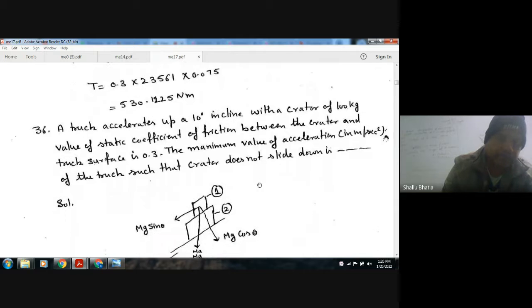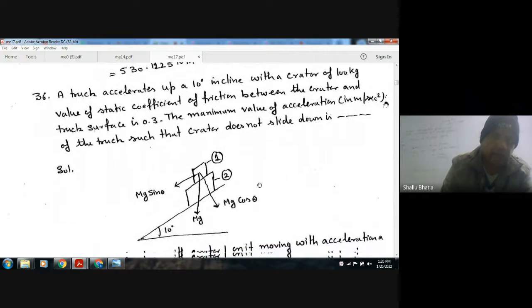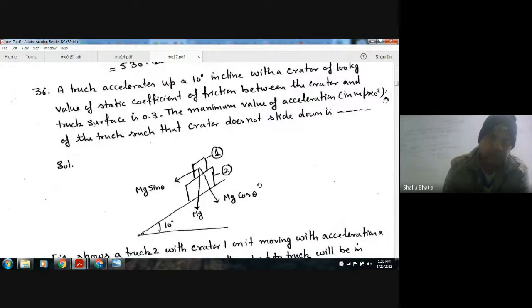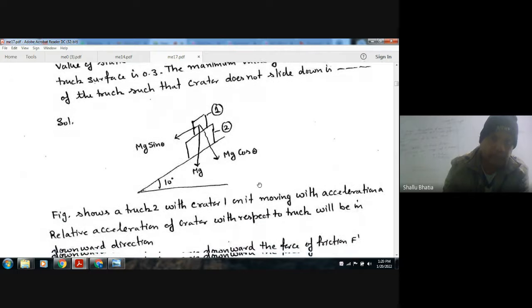a truck accelerates up a 10-degree incline with a crate of 100 kg. The value of static coefficient of friction between the crate and the truck surface is 0.3. The maximum value of acceleration in meter per second square of the truck such that the crate does not slide down is?